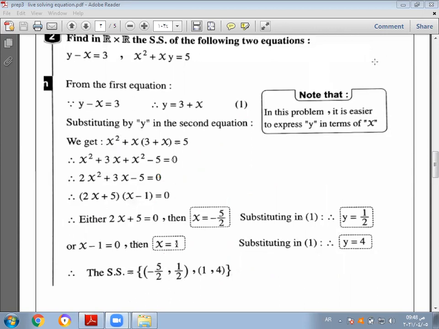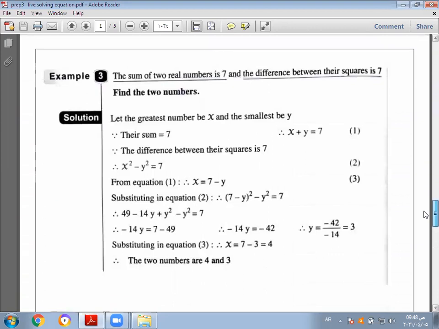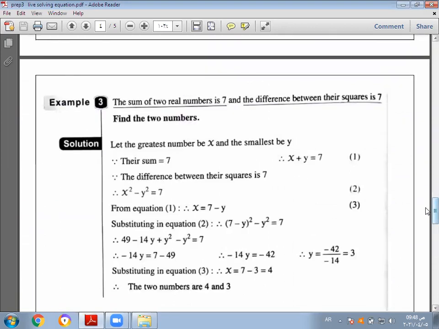This is the second example. The third example is a word problem. We want to solve this word problem by using this lesson. The example will be: the sum of two real numbers is 7, and the difference between their squares is 7. Find the two numbers.